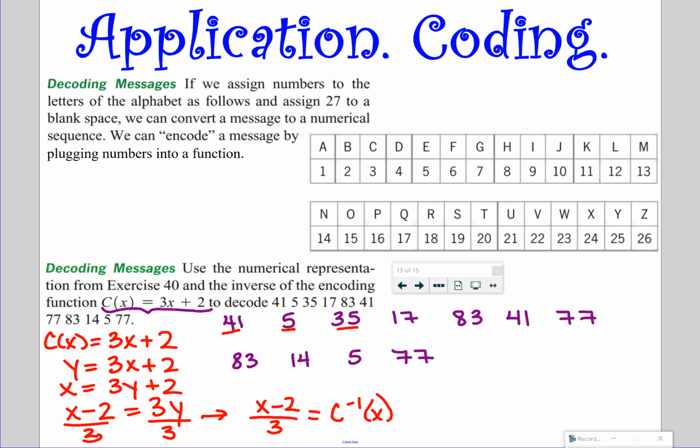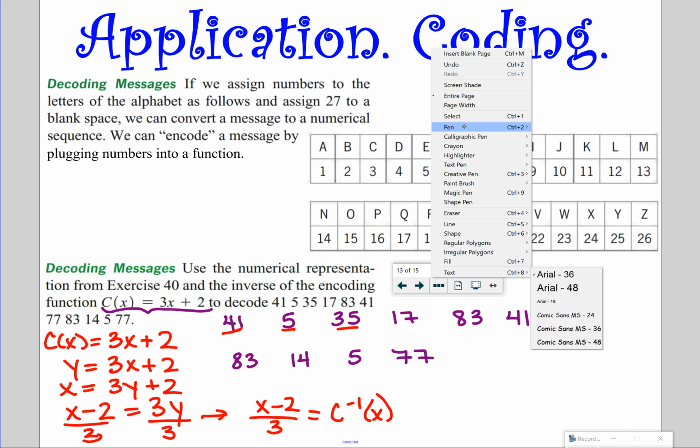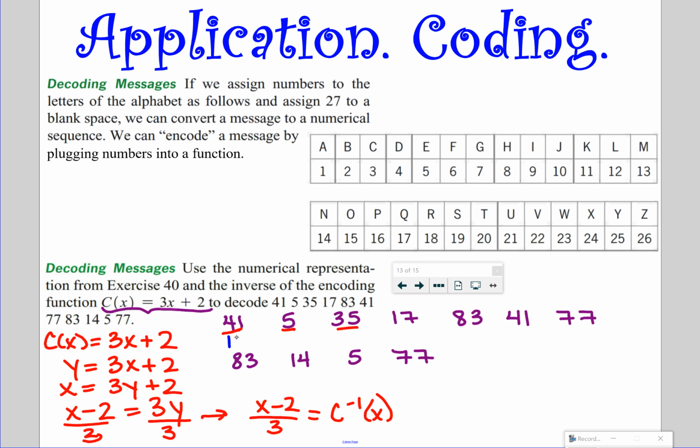So let's start with 41, and we can just do mental math here, but you could always use your calculator if you needed to. If I do 41 minus 2, I get 39, divided by 3 gives me 13, and I'm going to do these in a different color, 13. Okay, if I plug in 5, 5 minus 2 is 3, divided by 3 is 1. If I plug in 35, 35 minus 2 is 33, divided by 3 is 11. Plug in 17, 17 minus 2 is 15, over 3 is 5. Plug in 83, 83 minus 2 is 81, divided by 3 gives me 27.